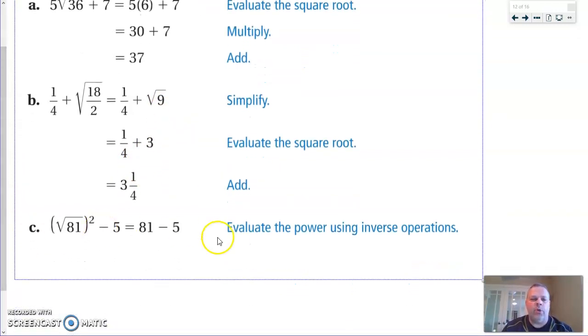We can also do this one, evaluating the power using inverse operations. So we've got the square root of 81 squared, minus 5. If you think about that, the square root of 81 is 9. 9 squared is 81. So 81 minus 5 will give us 76. So again, we took the square root first. We got 9. We squared that. 9 times 9 is the 81. And then we subtracted our 5.